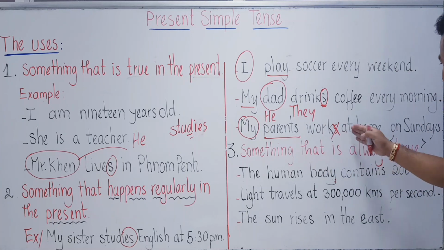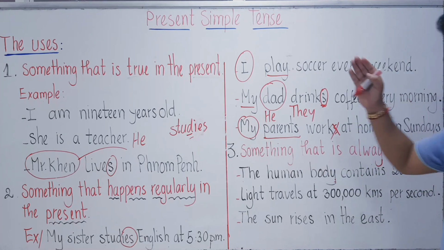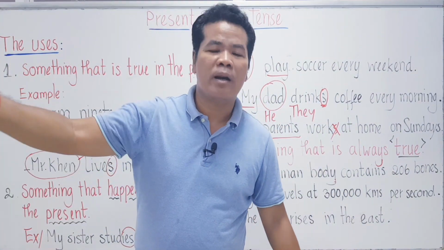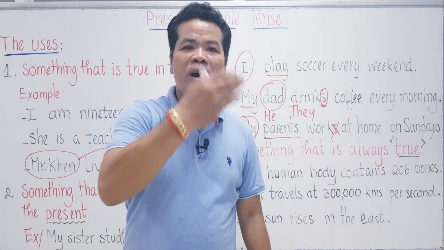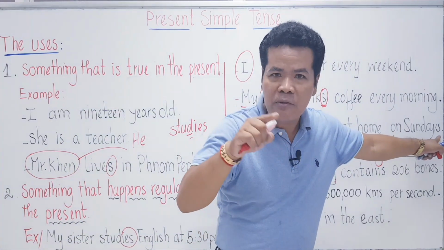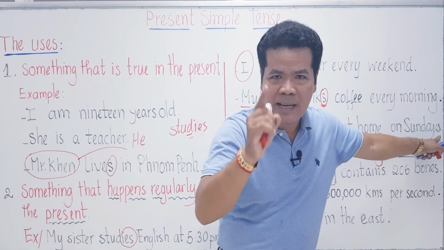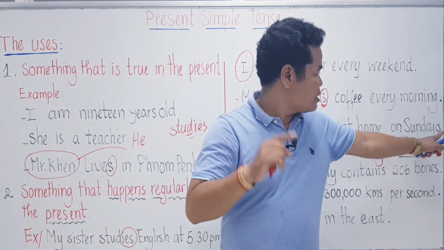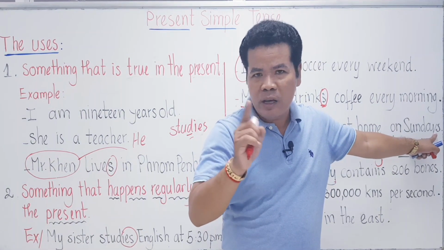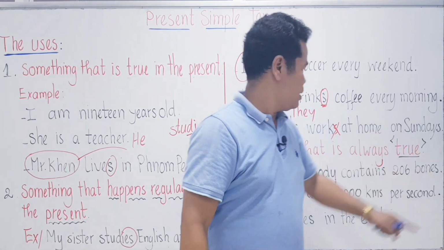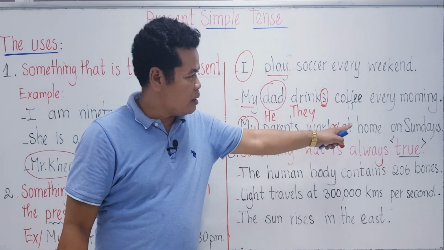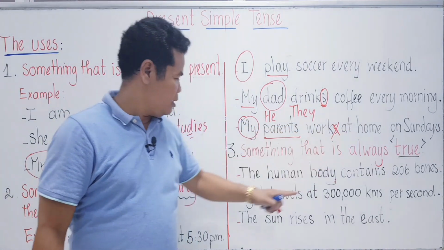My parents work at home on Sundays. From Monday to Saturday, we don't know where they work. We don't know. But only on Sundays. Sundays with S means every Sunday, not just one Sunday. For example, my parents work at home on Sundays.